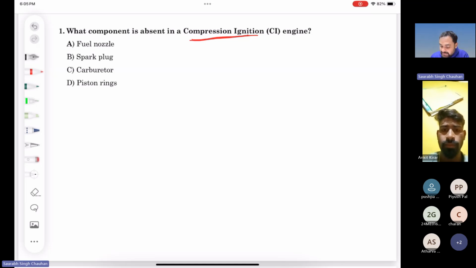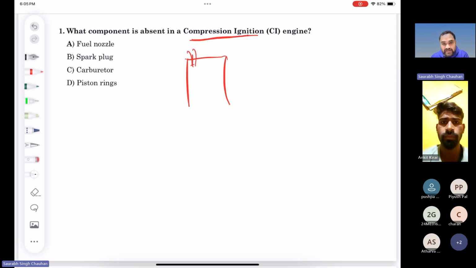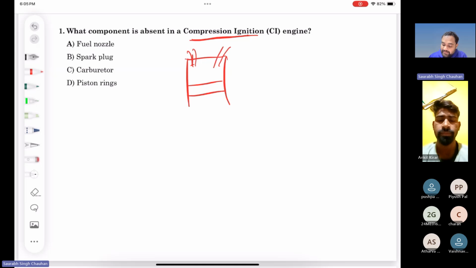So let us see how this compression ignition engine works. In this engine, only air comes in the intake stroke, and that air is compressed. After compression, this air becomes very hot. In that hot air, if you spray some fuel, that is diesel fuel, obviously, then because the temperature is already very high, the fuel will burn, right? After combustion, the pressure inside this chamber will become very high and it will push the piston down. This is how you get the power in a compression ignition engine.